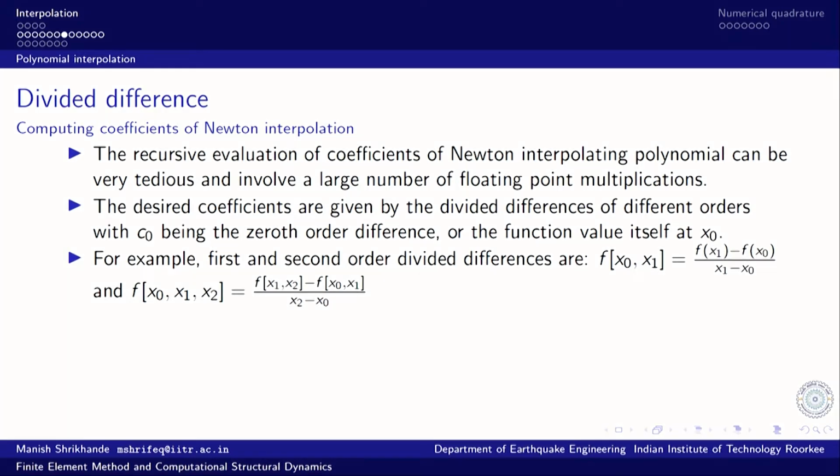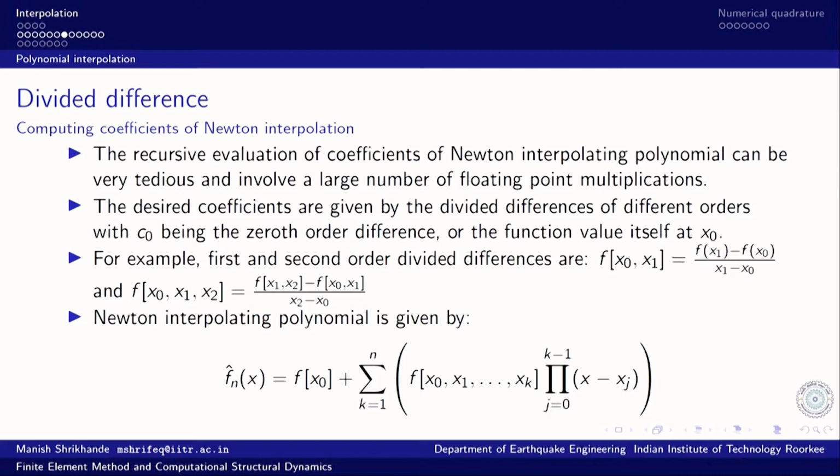So, if we arrange the values, it is very easy to compute, and the coefficients can be computed very quickly, almost in an automated fashion. And then the Newton interpolation polynomial can be simply expressed in terms of divided differences.